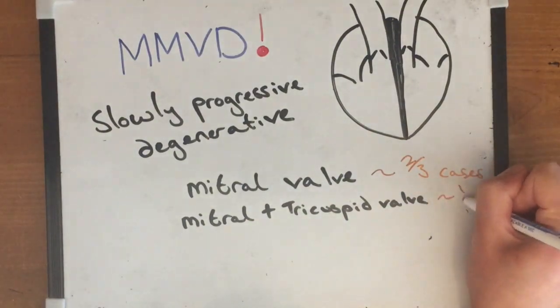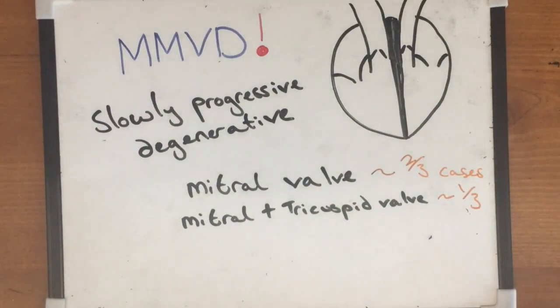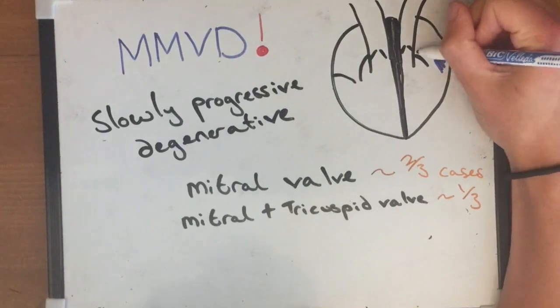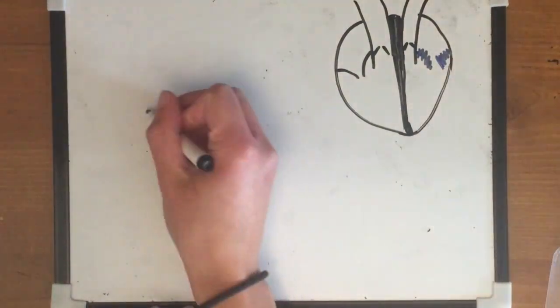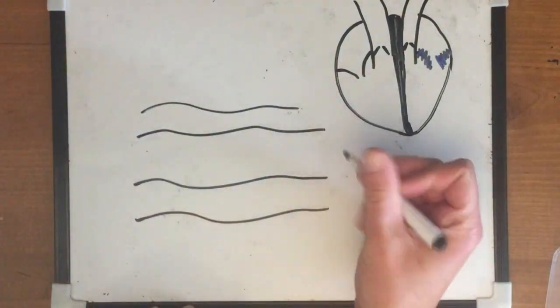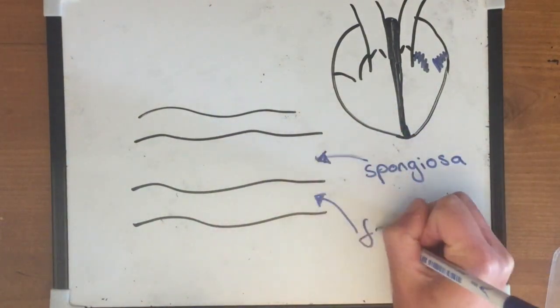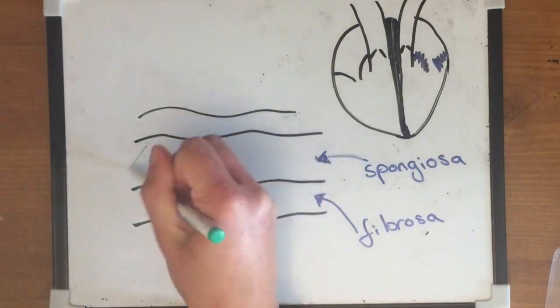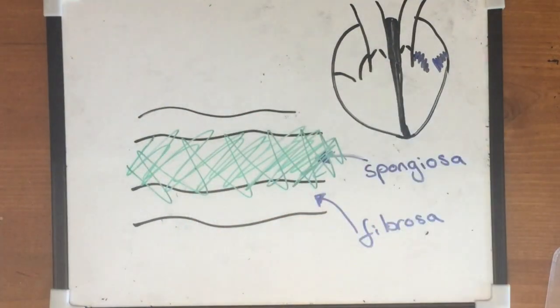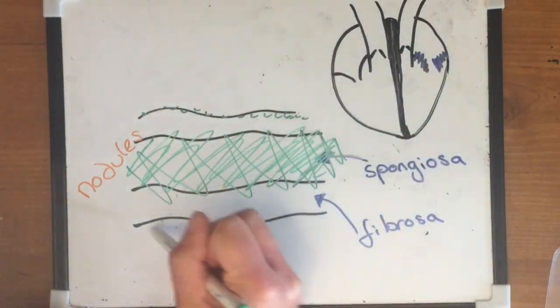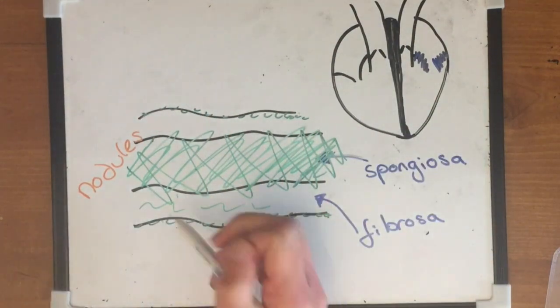The disease is caused by nodules developing on the leaflets of the mitral valve, causing them to thicken. The mitral valve is made up of multiple layers. Histologically, the disease is caused by expansion of the connective tissue in the spongiosa layer, causing the nodules. Proliferation of endothelial cells and subendothelial fibroblasts can also be seen along with degeneration of the fibrosa layer.